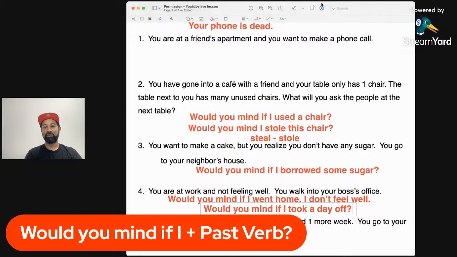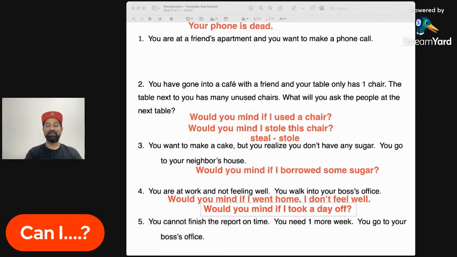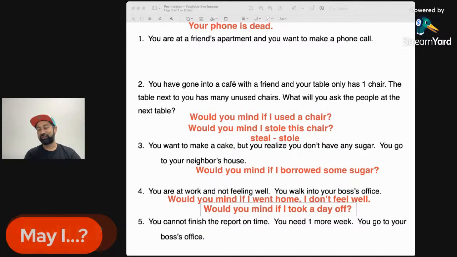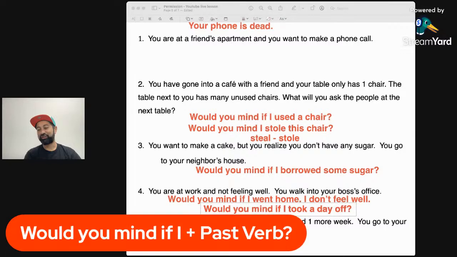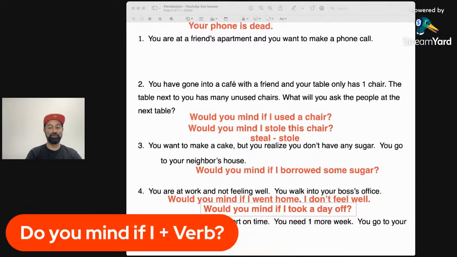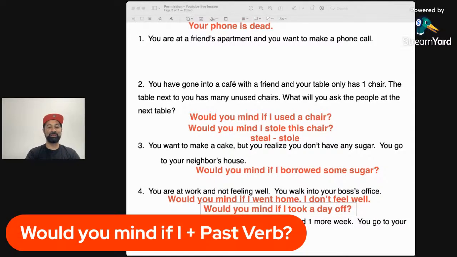So you go into your boss's office, and what will you ask? In this one, you could use can I, could I, may I, would you mind if I, or do you mind if I. Most likely, this is a big question. So if it's very important, being more polite is the better option.